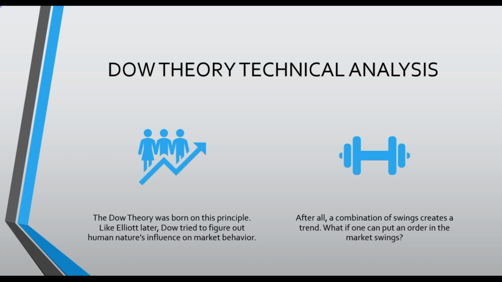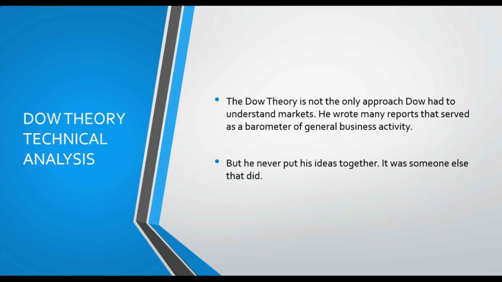Dow tried to figure out human nature's influence on market behavior. After all, a combination of swings creates a trend. What if one can put order in the market swings? The Dow theory is not only an approach Dow had to understanding markets. He wrote many reports that served as a barometer of general business activity.